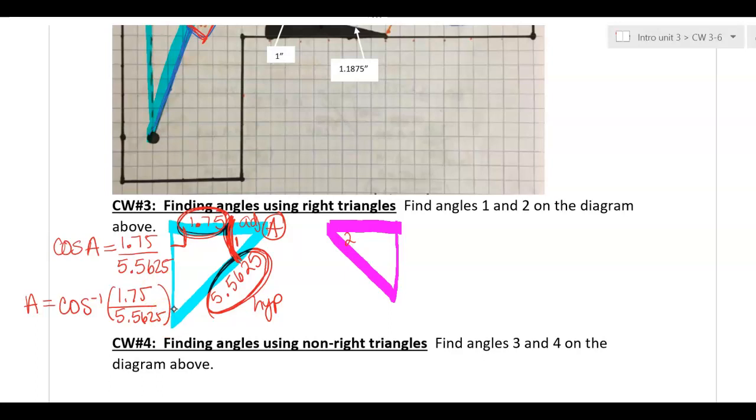And so when we put this in, we should get, let's see, 71.66. So we're going to use the nearest tenth. So we're going to call angle A 71.7 degrees. And I'm just going to keep track of this over here. So the measurement I found of angle 1 turned out to be 71.7 degrees. Okay.